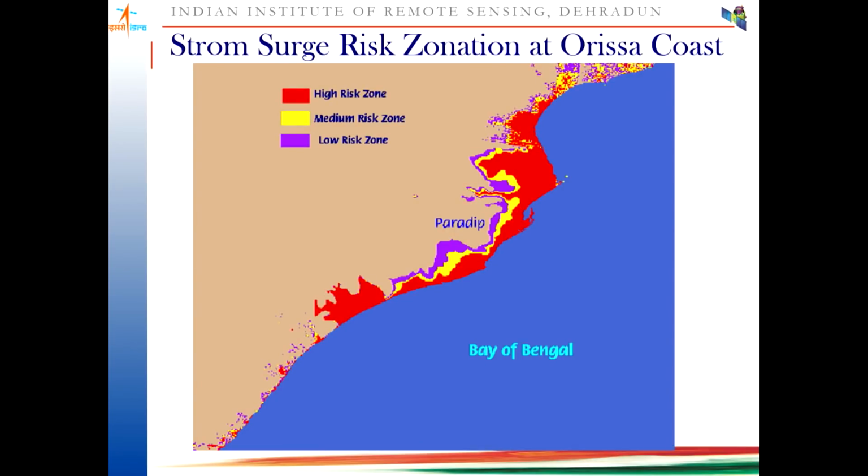These are some studies to understand the storm surge risk zonation in the Odisha coast, to find out what the high risk zones are. So areas which are very close to the coast, like Paradip, are definitely the high risk zone, then the medium risk zone, and then the low risk zone.